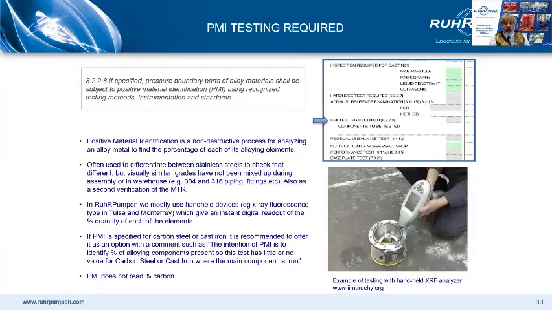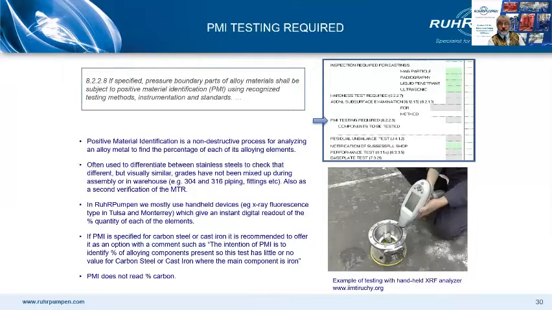Positive material identification. Well, this is sometimes specified as a double check on the MTR. So it could be an alternative to getting a 3.2. In fact, you get a 3.1 and then do some PMI on it when it arrives. But its most useful use is to check bulk items such as piping or bolting.